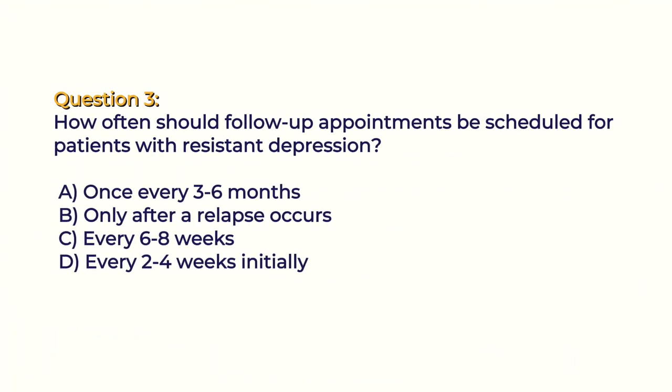Question 3. How often should follow-up appointments be scheduled for patients with resistant depression? A. Once every 3 to 6 months. B. Only after a relapse occurs. C. Every 6 to 8 weeks. D. Every 2 to 4 weeks initially. Answer. D. Every 2 to 4 weeks initially.